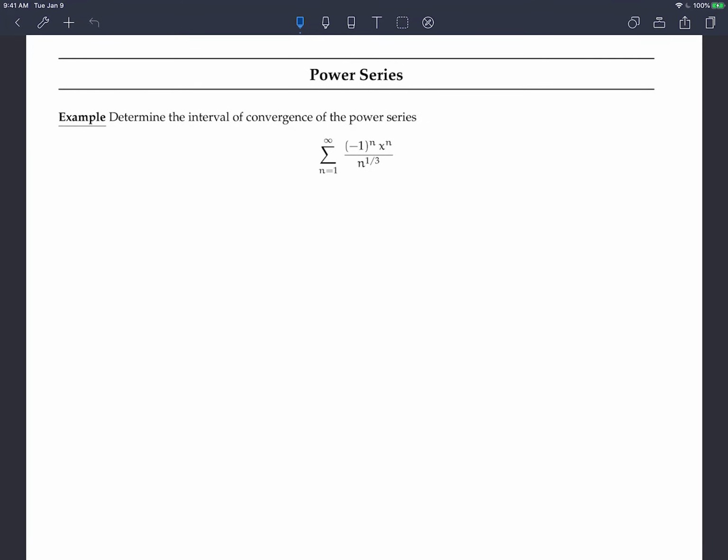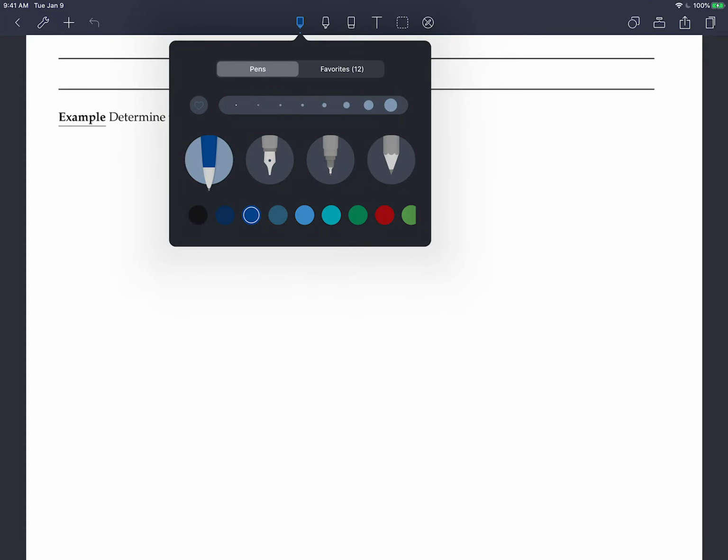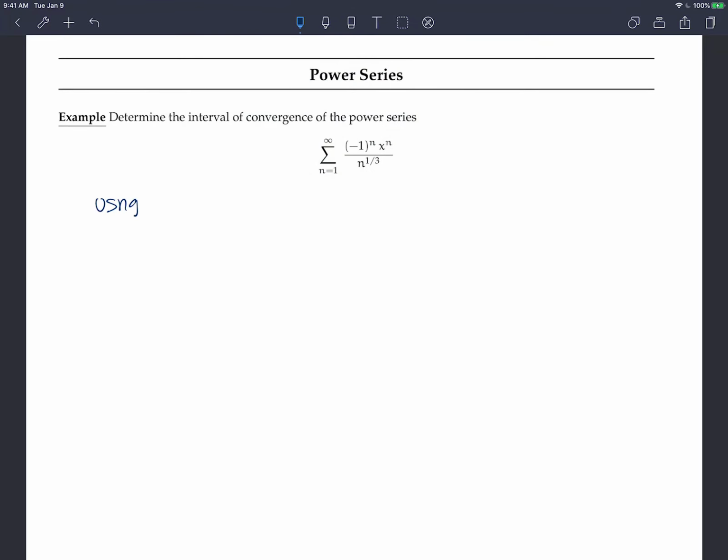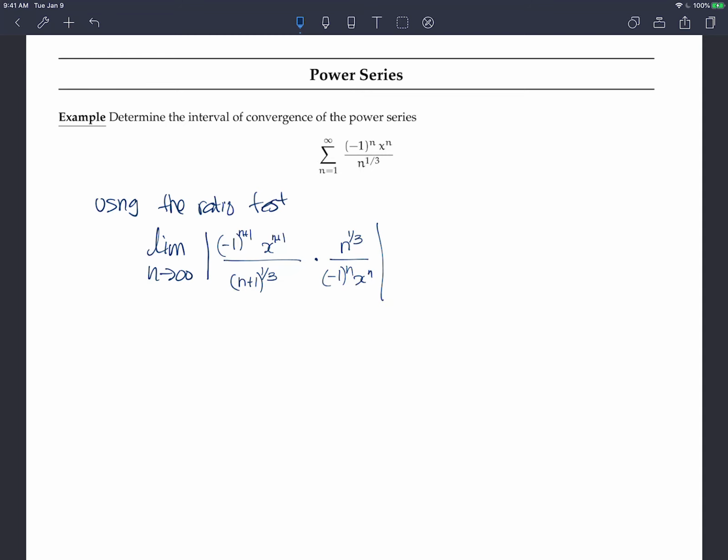So my second example is: determine the interval of convergence for this new power series. On this one, I'm going to do exactly the same thing. I'm going to say, using the ratio test, we know what we need to do now. We take the limit when n goes to infinity of the a_(n+1) term. So I'm going to write it already like (-1)^(n+1) x^(n+1) divided by (n+1) to the power of 1/3. And I'm going to multiply by the reciprocal of the n term, which means that now the n to the 1/3 goes in the numerator, and the (-1)^n x^n goes in the denominator. So I do that in one step of writing.